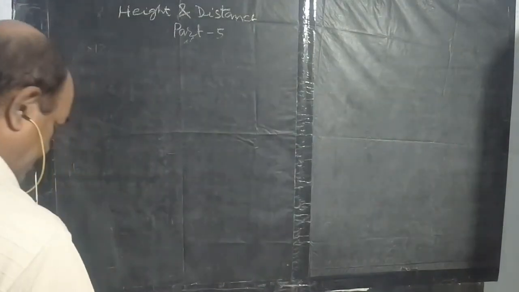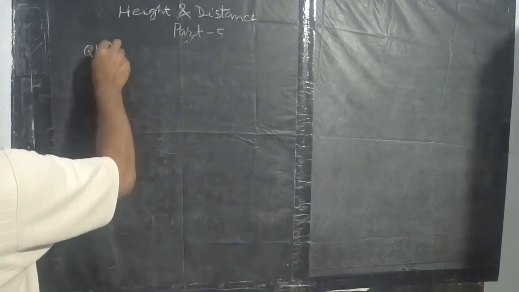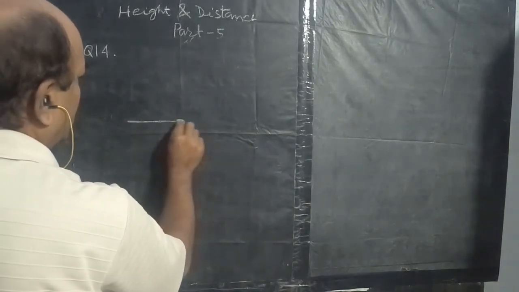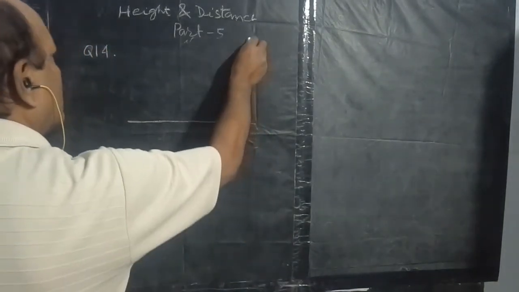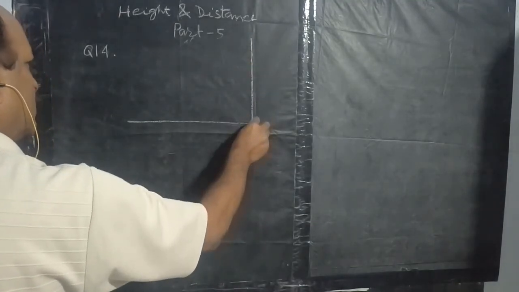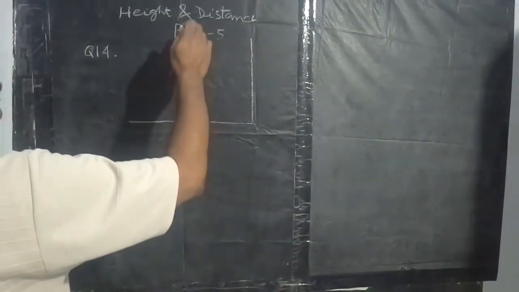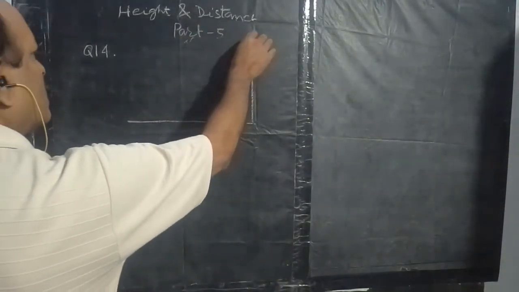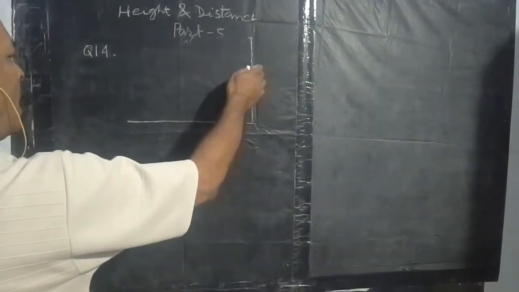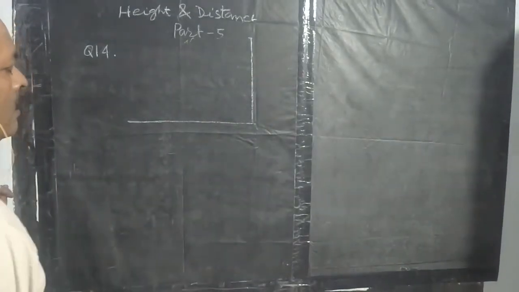Follow? This is one kind of problem you can say: on a horizontal road, and here a balloon. Or sometimes the question may come on an aeroplane, something flying in the sky, and you have to find the height given the distance, or the distance given the height.